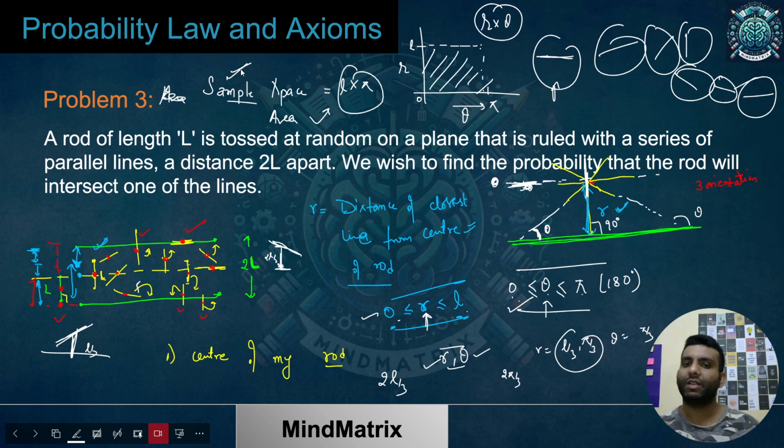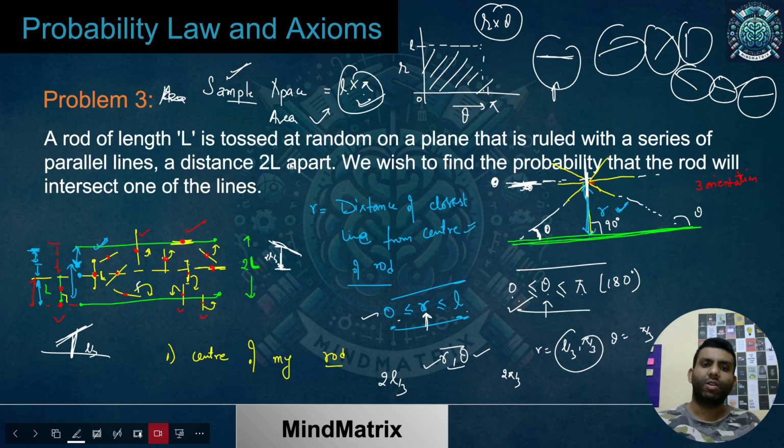So for the sample space, how many orientations are possible? For r, the range must be from 0 to L, and for theta, it must be from 0 to pi. I get the total number of ways by simply calculating the area of the shaded region present over here, which is L pi, r into theta. That's what we have got up to this point.